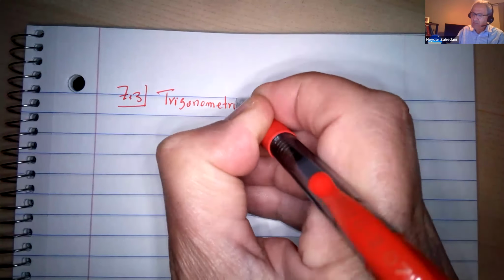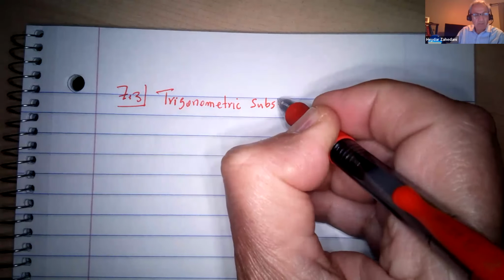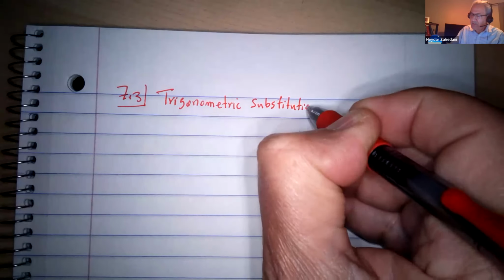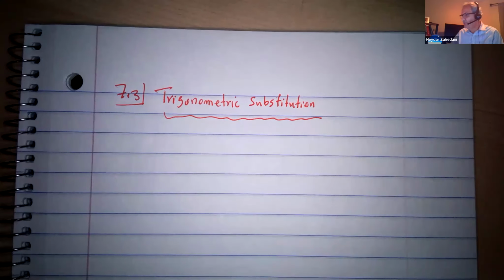This is going to be 7.3, and you can't miss it. We are going to call it integration by trigonometric substitution. We're going to call it trig substitution. Trigonometric substitution method, if you like. Okay, so what's the idea?